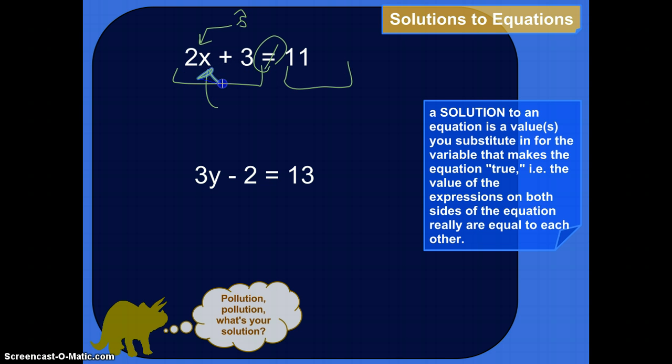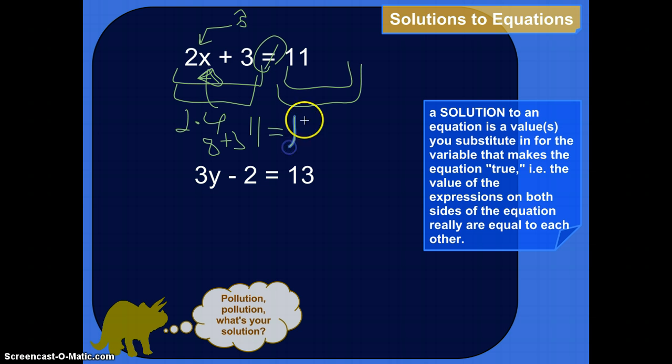Alright, so what's going to make this equation quote-unquote true? Meaning that both sides really are equal to each other. Well, in this equation, the value that would make this a true statement is 4, because 2 times 4 is 8 plus 3 really is 11. So that side would be 11 and this side would be 11.